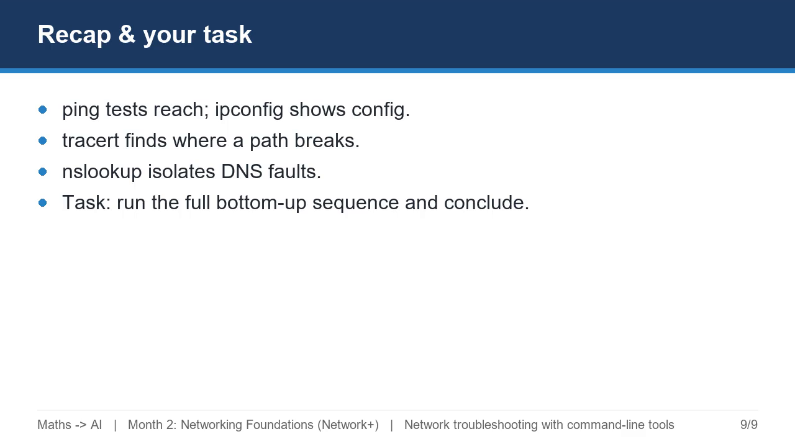Let's recap. Ping tests whether a host is reachable. ipconfig shows your configuration. Tracert finds where along a path traffic breaks. And nslookup isolates DNS faults. Most importantly, you now have a bottom-up method. Your task: run the full sequence on your PC, ping 127.0.0.1, your gateway, 8.8.8.8, then nslookup. Record each result, run tracert and count the hops to Google, and write a one-line conclusion.